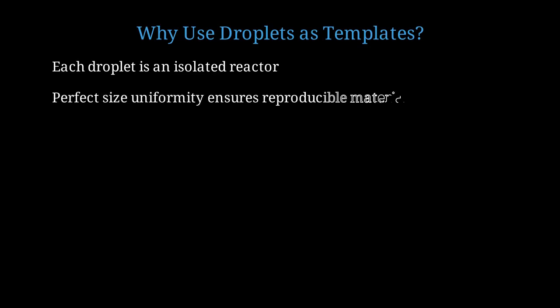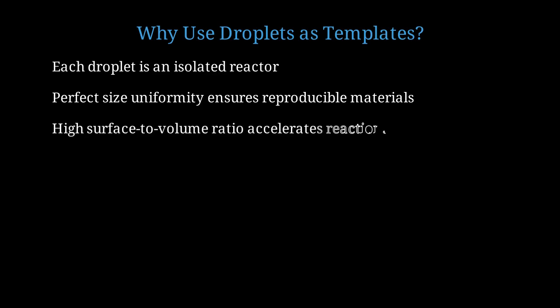The perfect size uniformity means every particle we create has identical properties. This is crucial for applications requiring precise control. The high surface-to-volume ratio in droplets accelerates mass transfer and heat exchange, making reactions faster and more efficient.